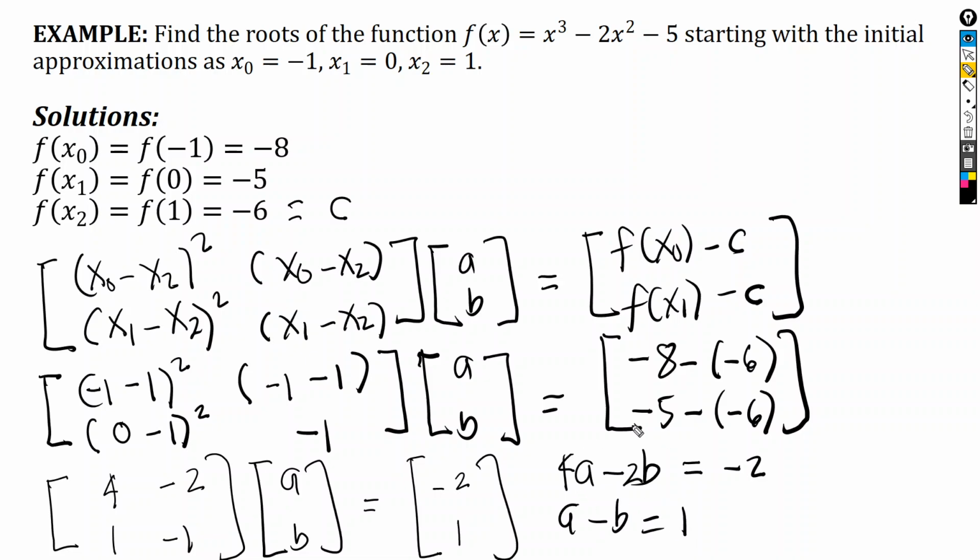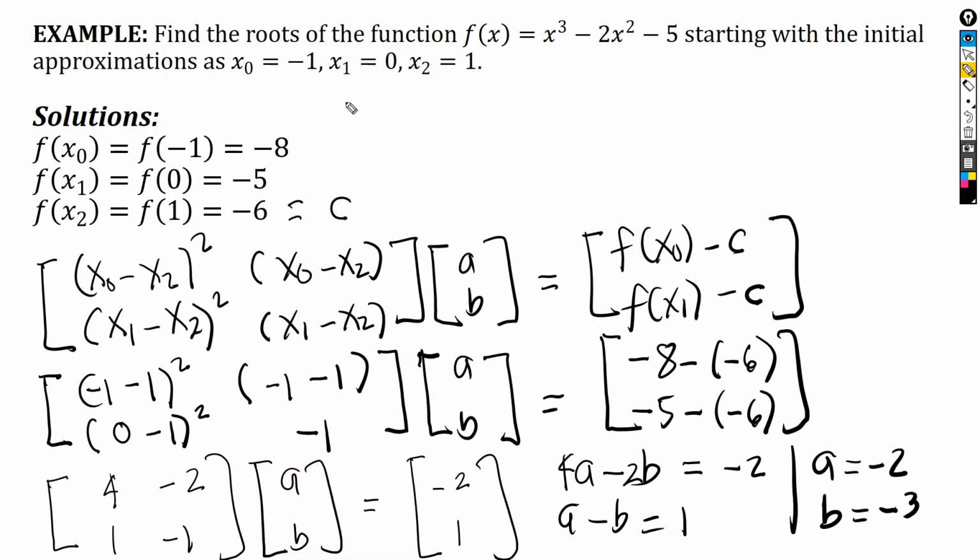So again, we have two equations here, so we can solve for a and b. The value of a is equal to minus 2, while b is equal to minus 3. So we have computed the values of a and b, and now we need to compute x3.